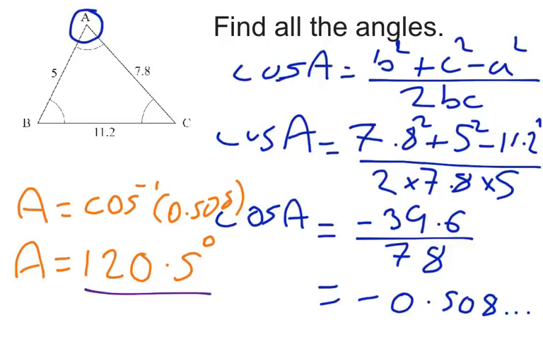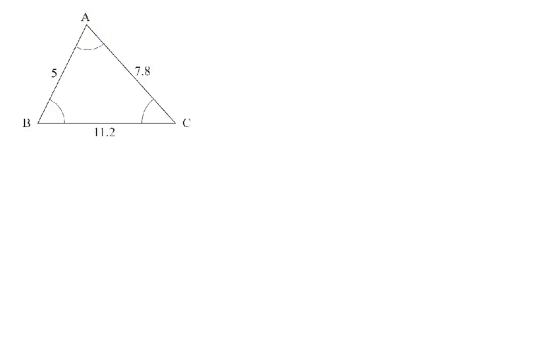Now we're going to use this result, 120.5, to find the other 2 angles. So we now know that this one here is 120.5 degrees. So now we can use this angle and one of the other lengths to find one of the other angles using the sine rule. So let's try and find angle C.